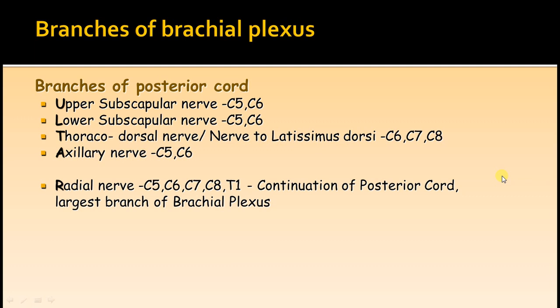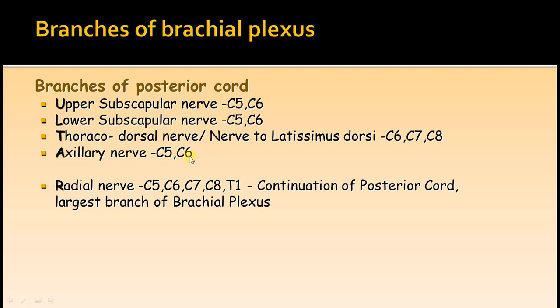Now here, understanding the root value of all these nerves, unlike the lateral cord and the medial cord, here the root values don't actually coincide with the formation, because the posterior cord is a union of the posterior divisions of all the 3 trunks. So naturally, not necessarily all the roots should contribute to the formation of these nerves. Based on various studies and research, they have found out the root values for these specific nerves. For the upper subscapular, the lower subscapular and the axillary, it is C5 and C6.